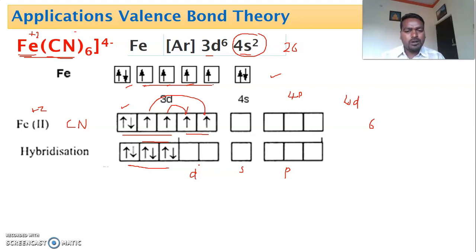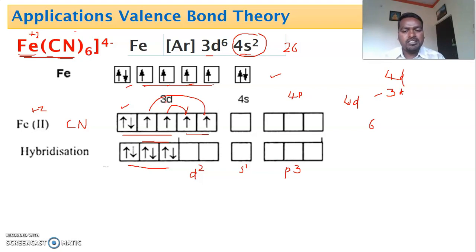This hybridization is called d2sp3 hybridization. Why? Because it involves the hybridization of 2 d orbitals, 1 s orbital and 3 p orbitals. And you just observe here, during hybridization, as I said, there are 2 kinds of d orbital. One is 3d and the other is 4d. Here 3d is called the inner orbital and 4d is the outer orbital.